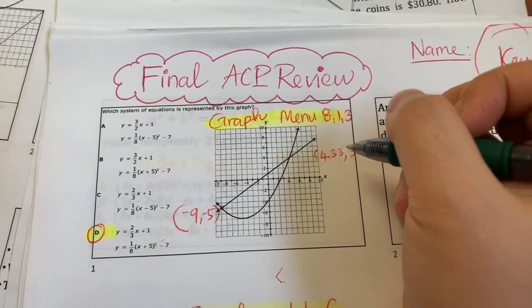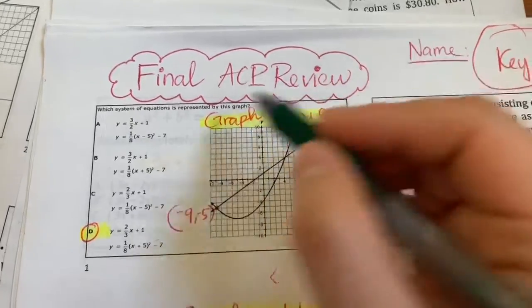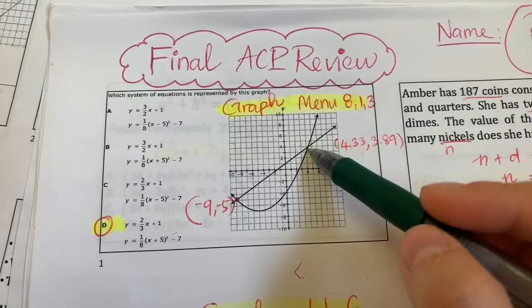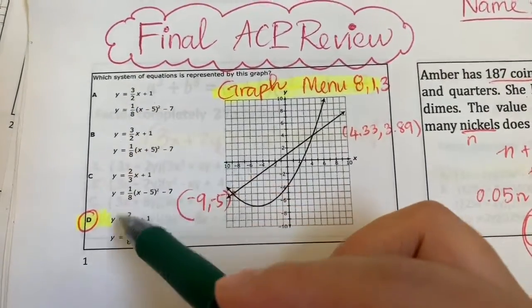Good morning. So today we're going to be looking at the final ACP review. The first type of question is when they're giving you a graph with 2 points where it crosses, the intersection points, and then they're giving you 4 options, right?